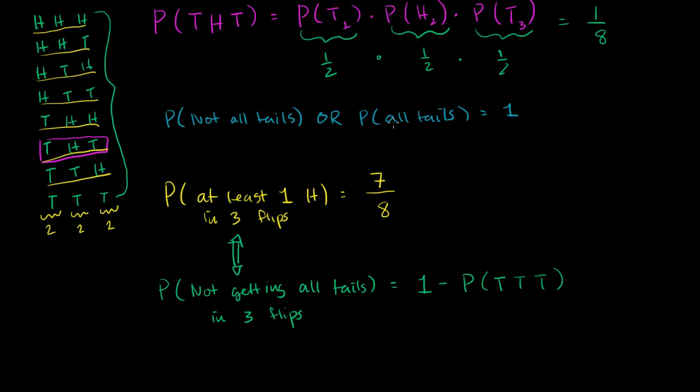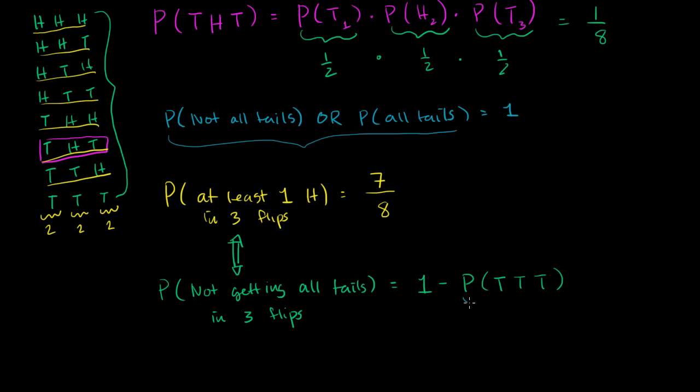So all of the probability of, if you combine these, this is the probability of any of the events happening, and that's going to be a 1 or 100% chance. So another way to think about it is the probability of not all tails is going to be 1 minus the probability of all tails. So that's what we did right over here.